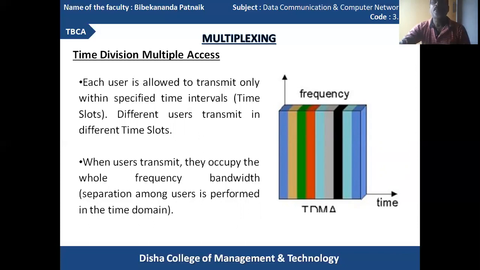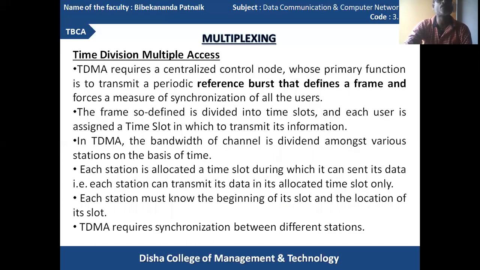So in this figure, this is TDMA, with frequency on one axis followed by time. In TDM, the different colors show the time slots across the frequency in the network. So the next one, TDMA requires a centralized control node whose primary function is to transmit a periodic reference burst that defines a frame and forces a measure of synchronization on all the users.